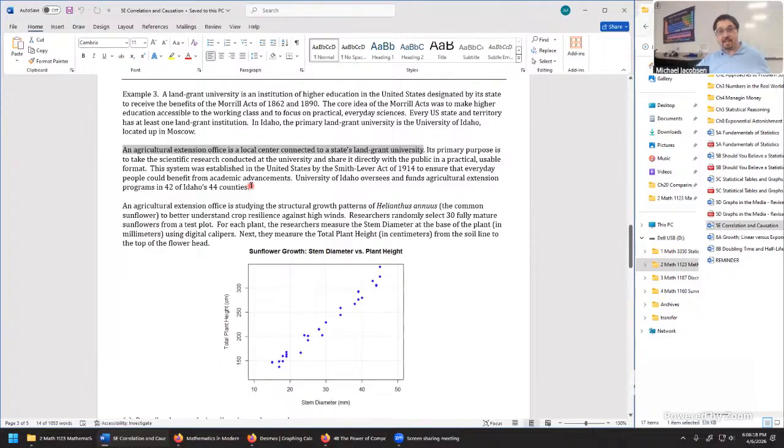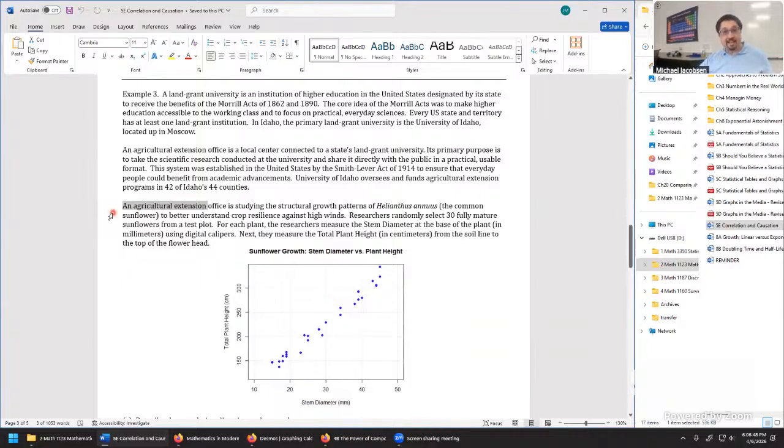Its purpose is to take the scientific research from, say, University of Idaho, and share it directly with the public in a practical, usable format. So there's a little bit more about that. The system was started by a different act in 1914. And so that's what the Agricultural Extension Office is all about in this problem. Idaho actually does grow sunflowers, so even though these data are made up, this is a pretty realistic problem in terms of the context and the information we see here.